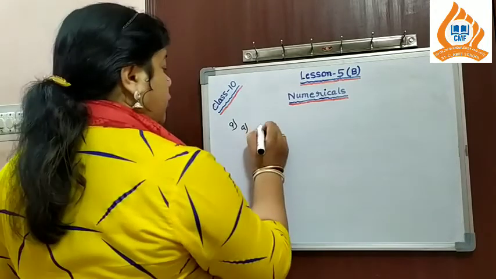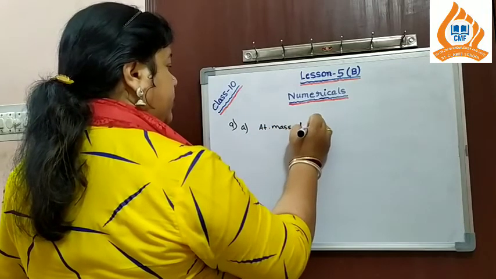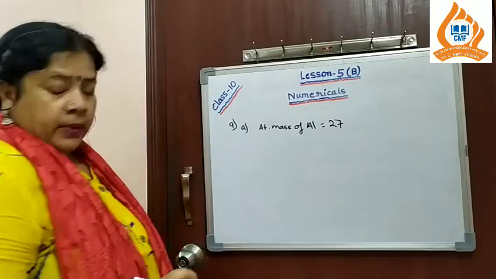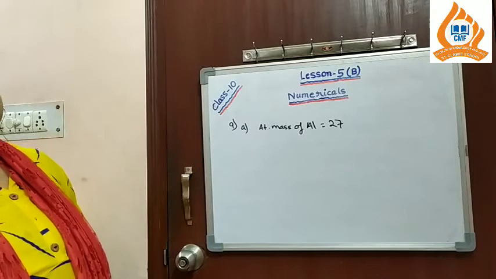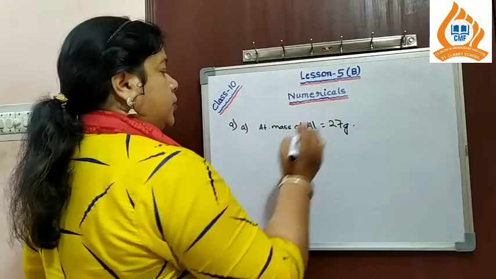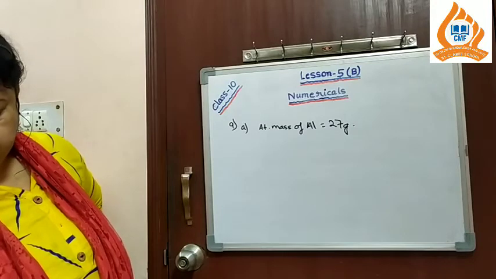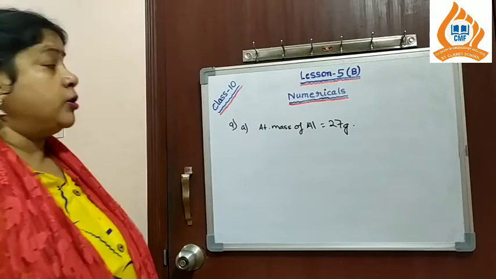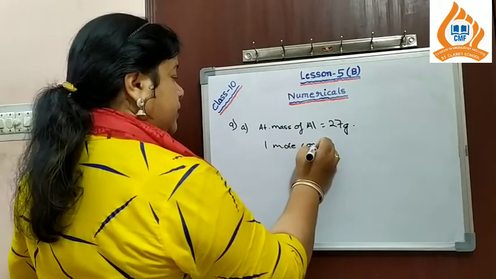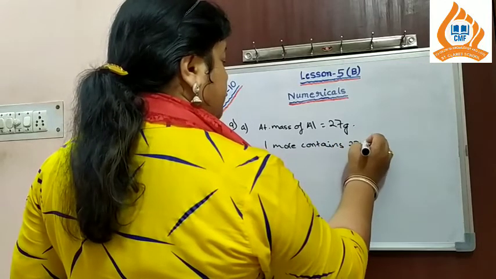First we will write the atomic mass of aluminium. It is 27. The unit is given in grams, so it will also be gram. Now that 27 grams is equal to 1 mole. So 1 mole contains 27 grams of aluminium.